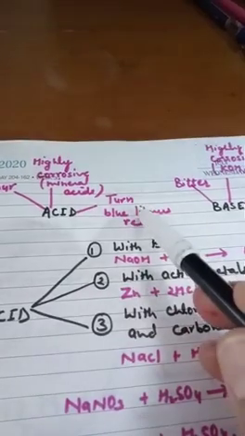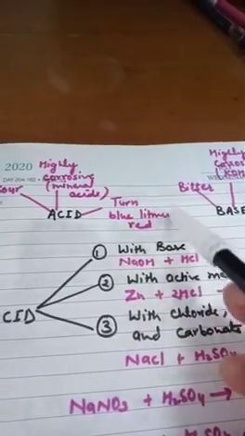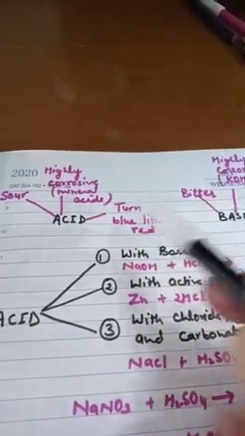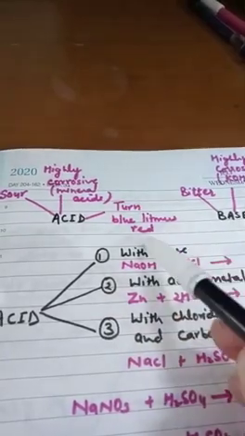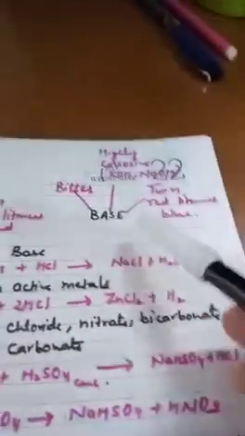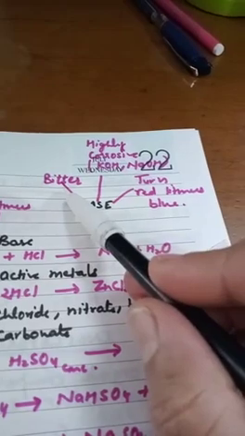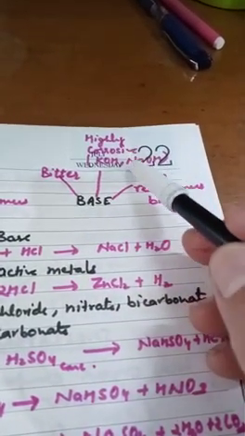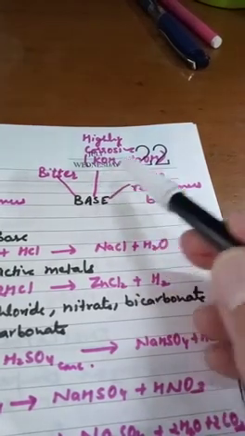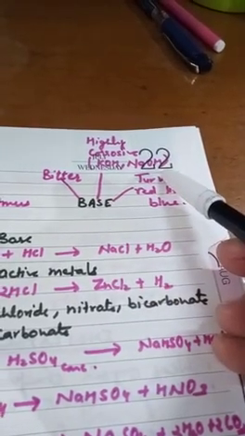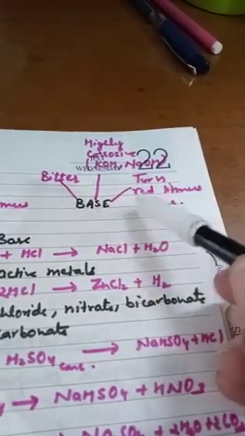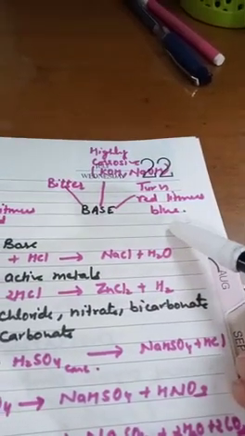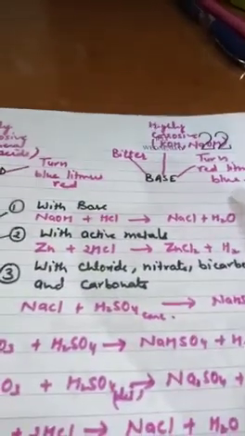And acids turn blue litmus to red. This is very important to learn that they turn blue litmus to red. Bases. Bases are bitter in taste. There are some bases which are highly corrosive like potassium hydroxide and sodium hydroxide. And bases always turn red litmus to blue in color.